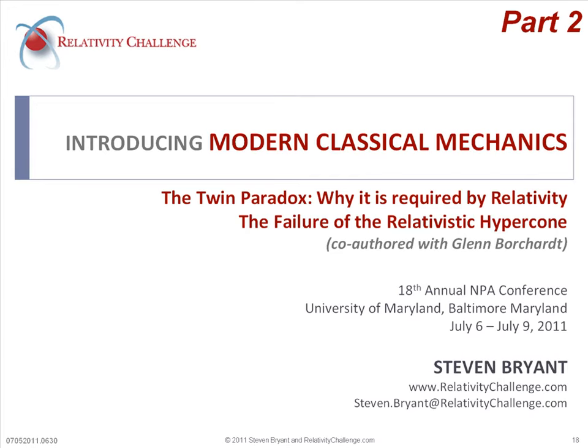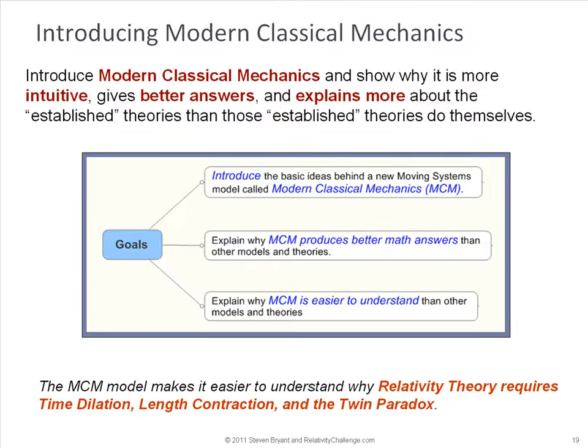So now I'd like to introduce you to the basics of modern classical mechanics. Our goal today is to introduce you to a model that should be more intuitive, provide equations that yield better mathematical results, and provide a mechanism for explaining things about other models like relativity that those other models would have difficulty explaining. Ideas like what is time dilation, length contraction, and the twin paradox, and why does relativity absolutely require them, is something we can now answer. And at the same time, we'll be able to answer why a model like modern classical mechanics doesn't require it.